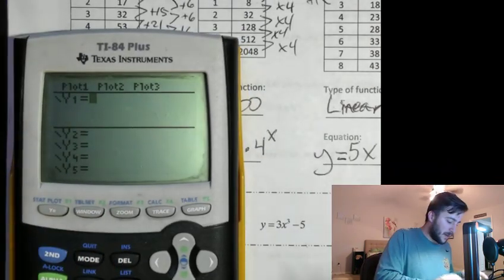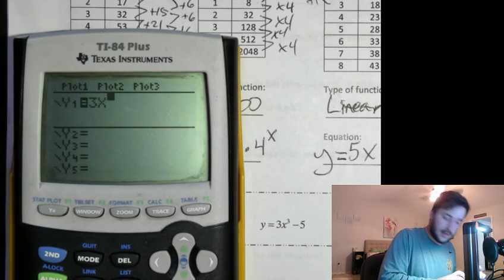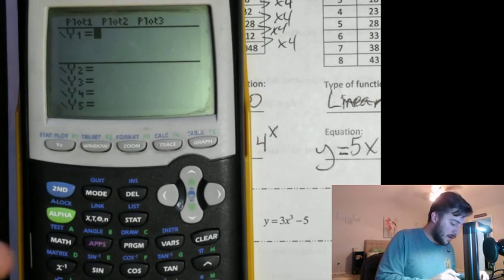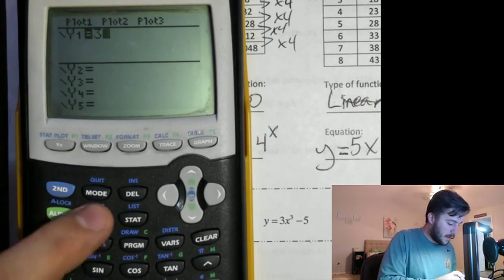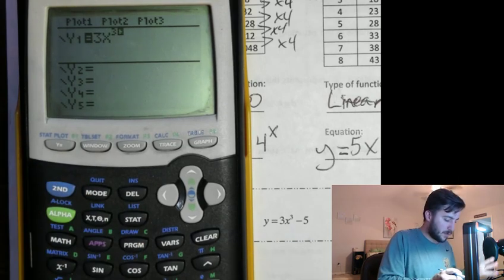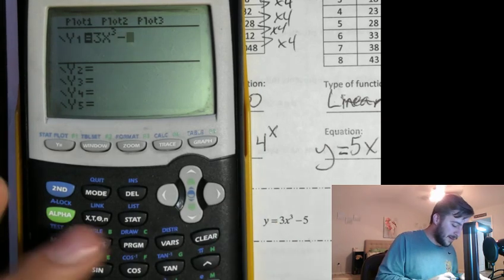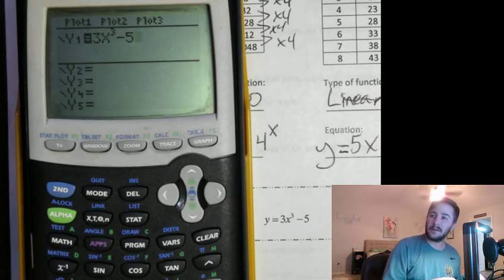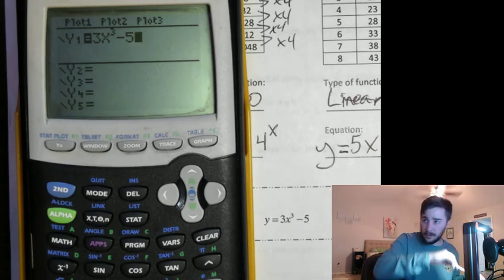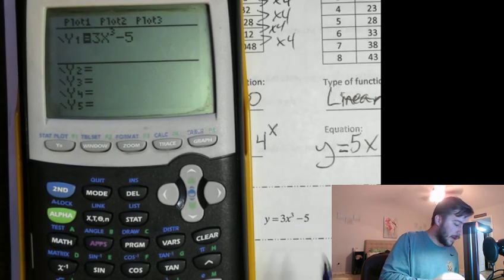We're just gonna plug it in. y equals 3x, and then there's my little caret, raised to the third power. There's another way you can do that too. If you know it, that's good for you. Minus 5. So there we go. 3x cubed minus 5. Make sure this is a minus since it's in between two things. Okay, so that's typed in.